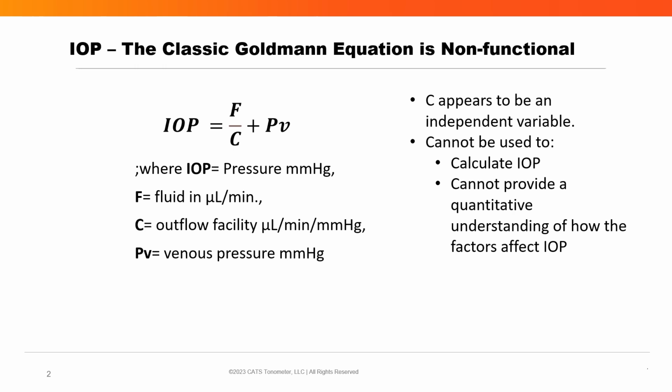It is not. The outflow facility C is not an independent variable. It is actually dependent upon intraocular pressure, as noted by its units, microliters per minute per millimeter of mercury. With this equation, we cannot calculate intraocular pressure. Furthermore, we cannot provide a quantitative understanding of how the factors affect intraocular pressure.